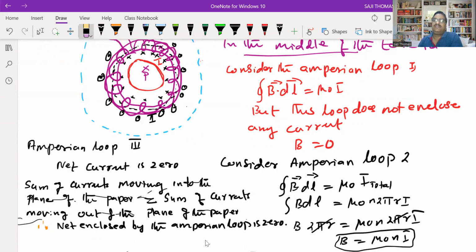And there is magnetic field only in the interior of the ring. That is given by mu 0 n I. Okay, children?